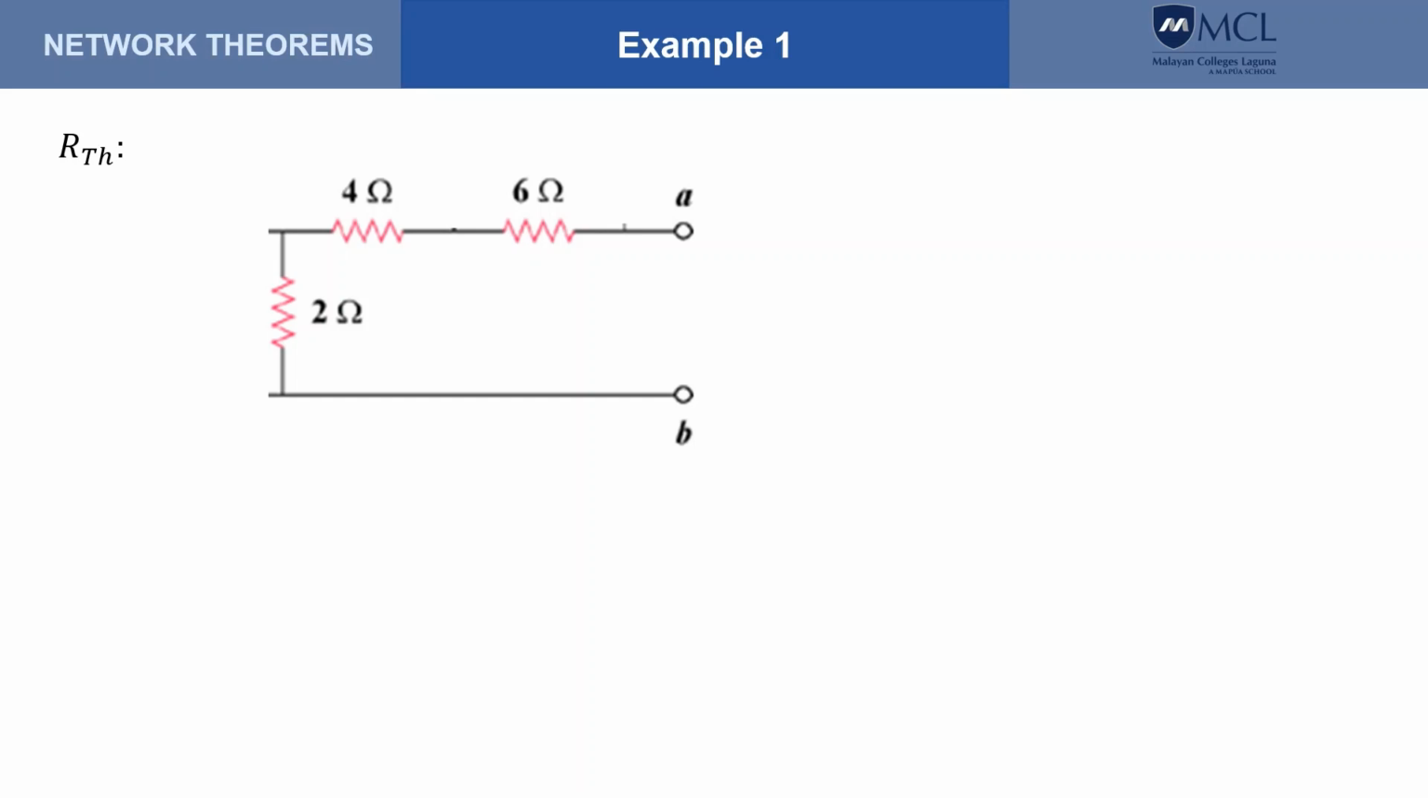To get RTH, we can use this circuit, which is the same circuit that we used to find VTH, only the independent sources are disabled. So here it is very clear that RTH is equal to the sum of the resistances, which is 12 ohms.